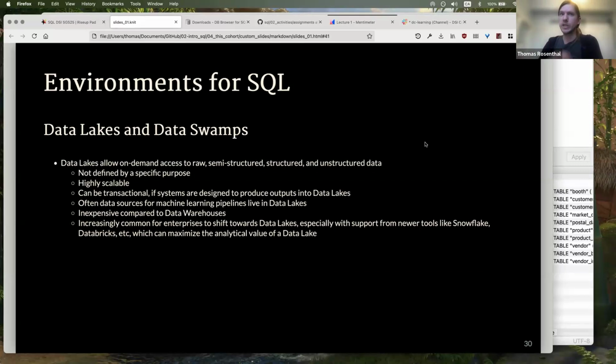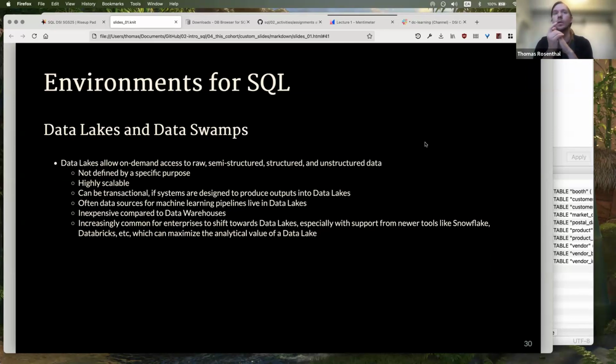Data sources for machine learning pipelines a lot of times tend to live in data lakes, especially the more unstructured ones. If you're going to do a bunch of image recognition, you're probably going to point to a data lake. It will make a lot of sense. They're a lot cheaper, inexpensive compared to data warehouses, though I'll add as a caveat, when I made this slide in 2022, the cost for cloud computing was much different than it is in 2025. No shock there. The price of cloud computing has gone up substantially.